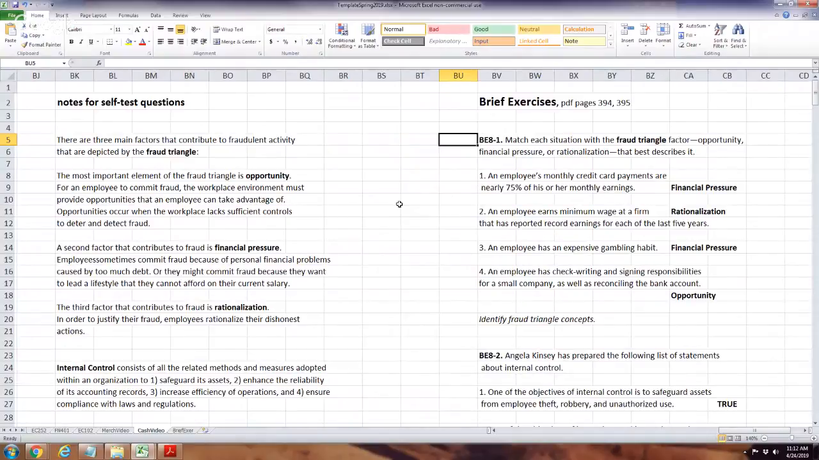It says match each situation with the fraud triangle factor, opportunity, financial pressure, rationalization, that best describes it. And then it gives you, and this is very much like a law class, where you're given a situation in the world, you have to apply the law, you have to apply a court decision to it.